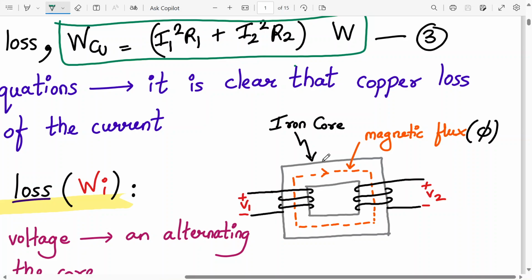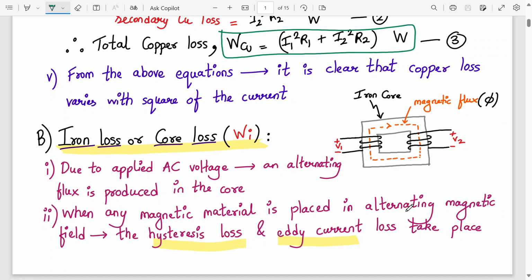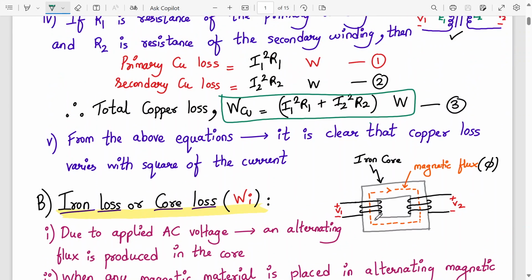Due to the applied AC voltage, an alternating flux is produced in the core. Phi is equal to phi m sin omega t. Whenever any magnetic material is placed in an alternating magnetic field, a hysteresis and eddy current loss takes place. You must have heard of eddy current before, right? So the hysteresis and eddy current loss takes place inside the magnetic core of a transformer.